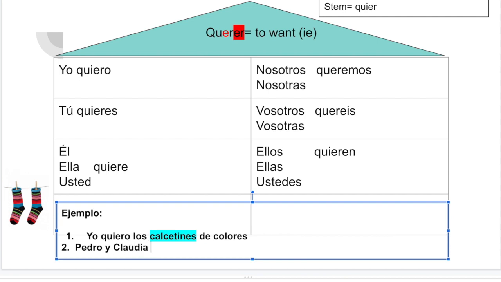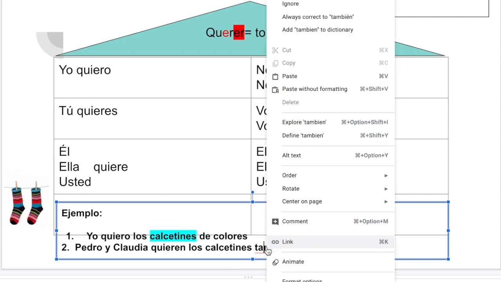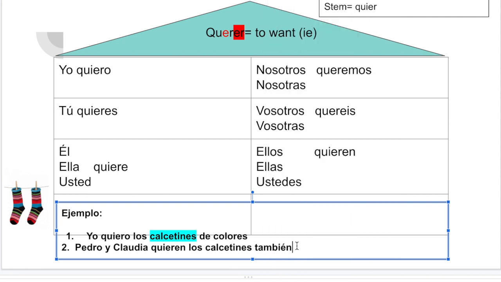Those are proper names. What am I going to use? Quieren, right? Because I'm talking about two people. He and she becomes ellos, they. They want, Pedro y Claudia quieren los calcetines también. They want the calcetines, socks also. Okay. Muy bien.